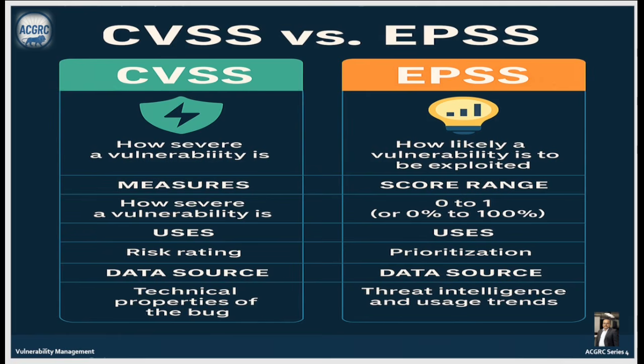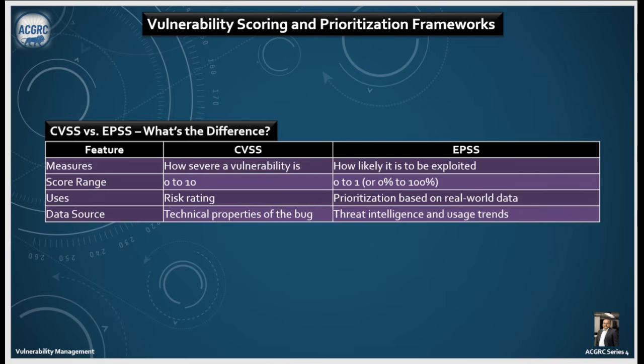Let's now look at the next aspect, the EPSS. Let's now look at the difference between EPSS and CVSS. But before that, what's EPSS? Well, EPSS, or Exploit Prediction Scoring System, is a system that predicts how likely it is that a known vulnerability will be exploited by an attacker in the real world. That's within the next 30 days.